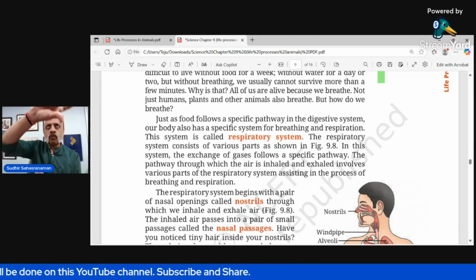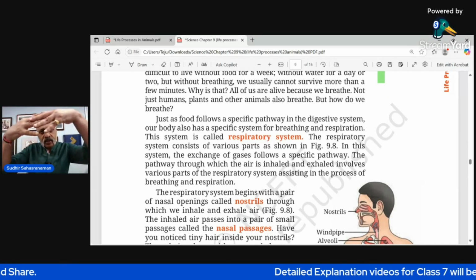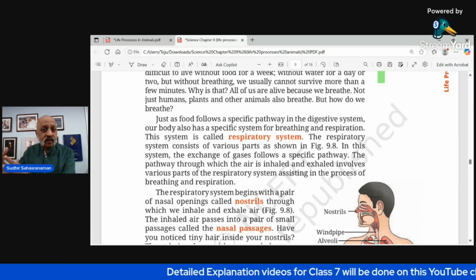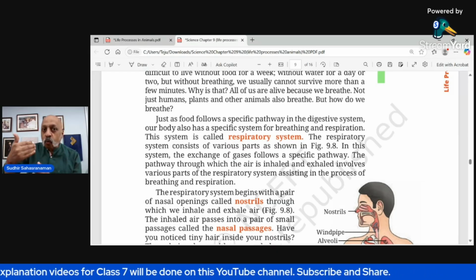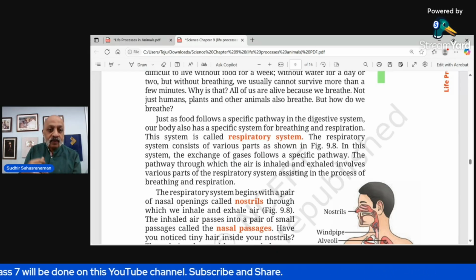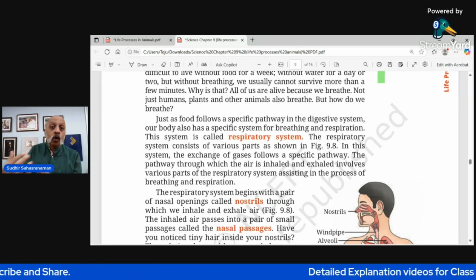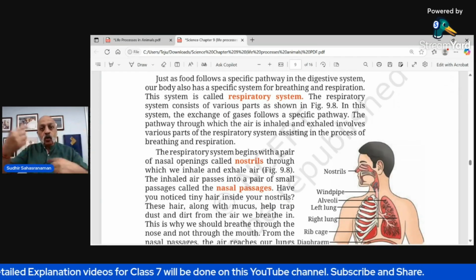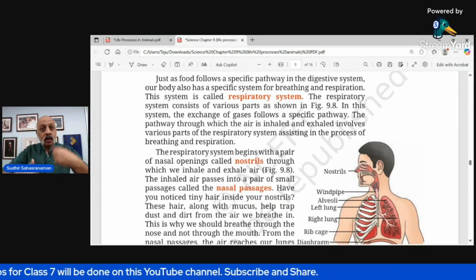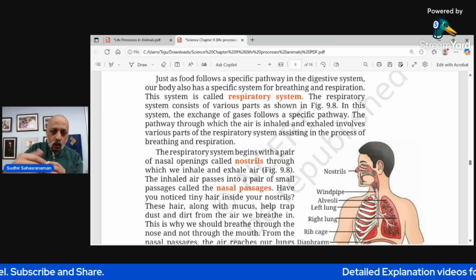Just like for food, I told you about the mouth, the esophagus, the stomach, the small intestine, in between which the liver and pancreas play a role, then the large intestine, rectum, and anus. That's the entire alimentary canal. How does the air that we breathe go in? That is called the respiratory system. Every body also has a specific system for breathing and respiration. It consists of various parts because of which you have the exchange of gases. Oxygen goes in, carbon dioxide comes out. Some part of oxygen also comes out, which we will know about in a while.